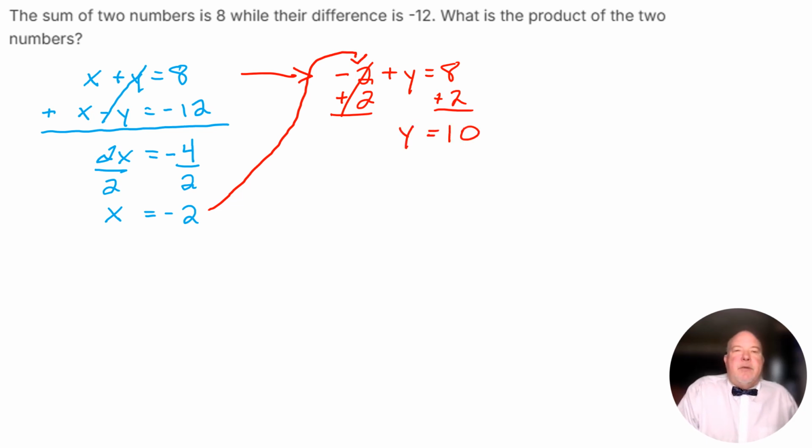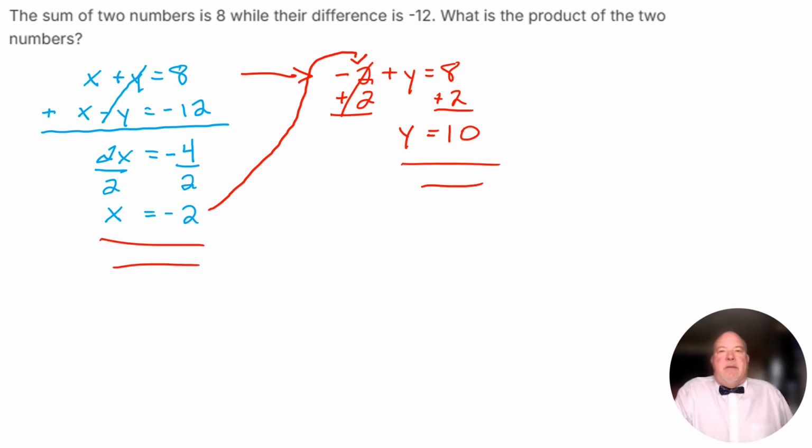So now I have my two numbers. I have x equals negative 2 and I have y equals 10. And if you just check, when I add them, it should be equal to 8. So 10 plus negative 2 is 8. That worked. And then it says when I subtract them, it should be equal to negative 12. So if I take negative 2 minus 10, I get negative 12.